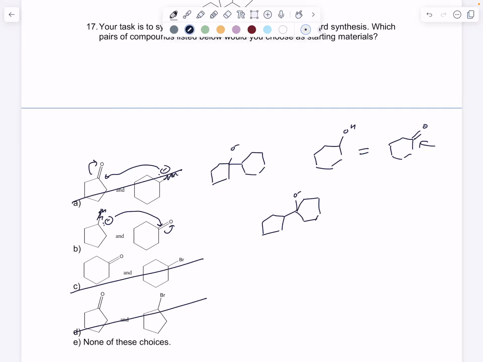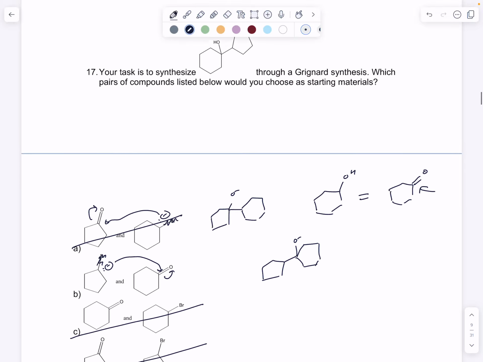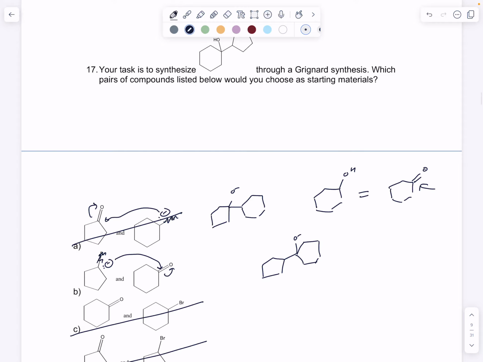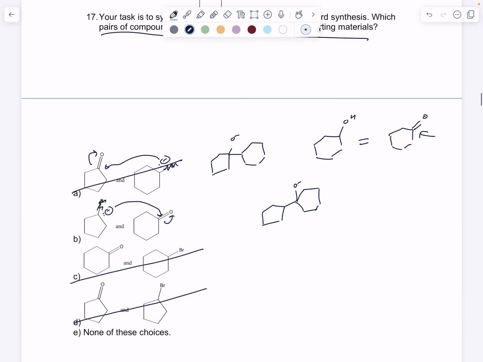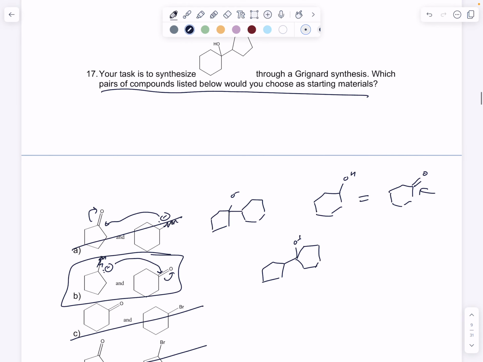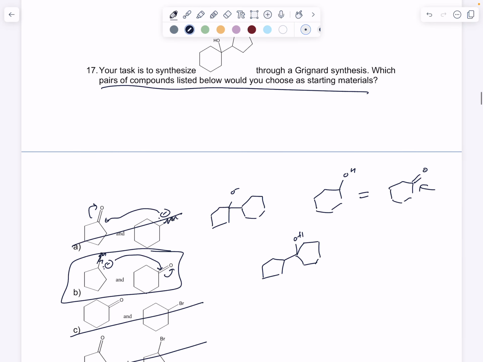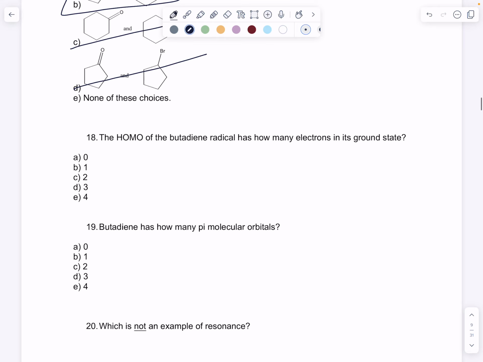So it would look something like that. And then we'd have acid would be the next thing, but it doesn't ask what reagents, it just says what pairs of compounds would you choose as a starting material. So you can assume you would add the acid later, so then I would choose B, because if I added acid, it would give me an alcohol on the 6-membered ring and a bond to the 5-membered ring.